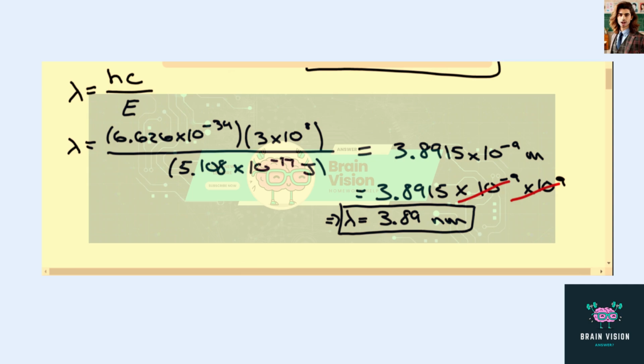And we get 3.8915 times 10 to the negative 9 meters, but we want an answer in nanometers. So to do that, we will multiply by 10 to the 9, which cancels out the 10 to the negative 9. And we get lambda equals 3.89 nanometers. And that concludes this problem.